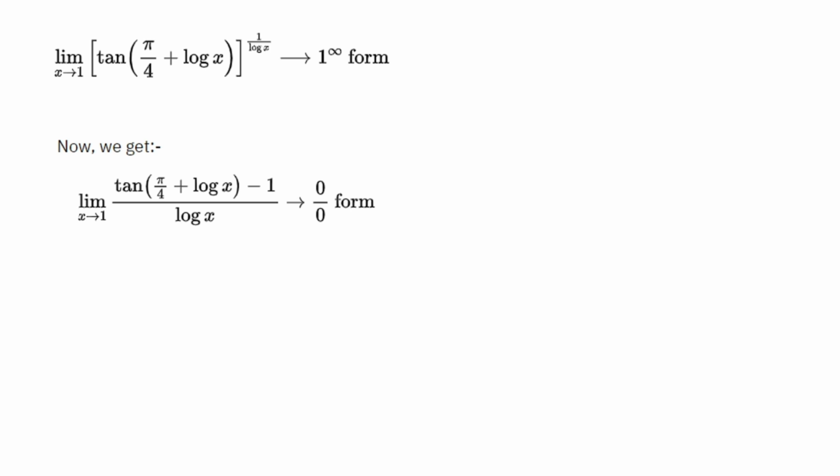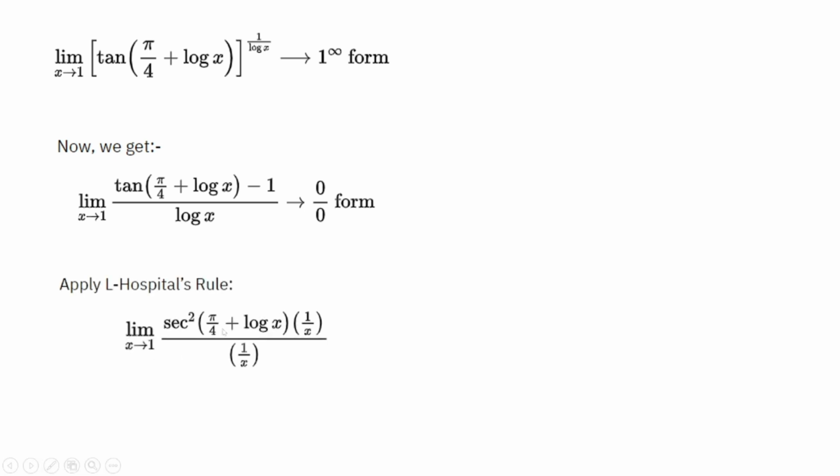Limit as x tends to 1 of (tan of pi by 4 plus log x minus 1) divided by log x. As you've understood, this is f of x minus 1 multiplied by g of x. This is in the form of 0 by 0. Now we will apply L'Hospital's rule. We will get limit as x tends to 1 of secant square of pi by 4 plus log x multiplied by 1 by x, since we have the chain rule, divided by 1 by x. Now 1 by x and 1 by x get cancelled. Now we will get e power secant square pi by 4, which is equal to e squared. That is the answer to the problem.